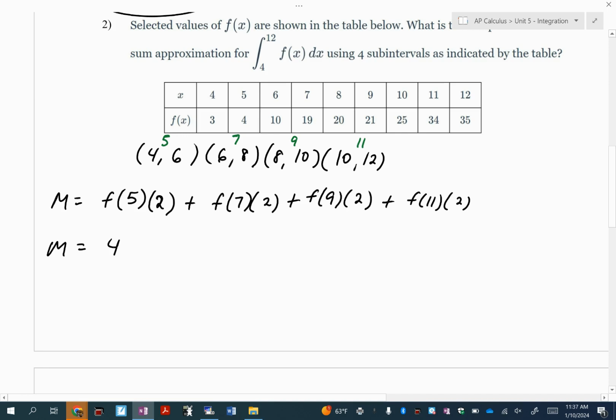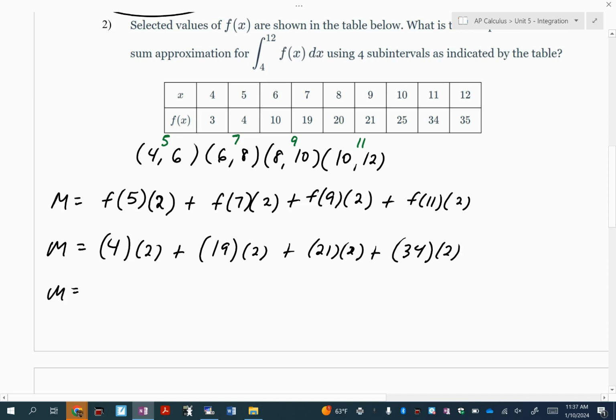F of 5 is 4. F of 7 is 19. F of 9 is 21. And f of 11 is 34. You already got the answer, Bernadette? Wow. All right, so 8, 38, 42, and what is that? 68.